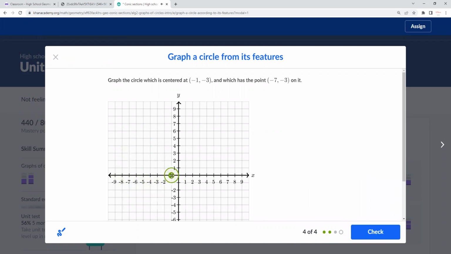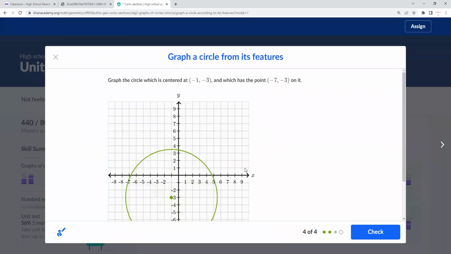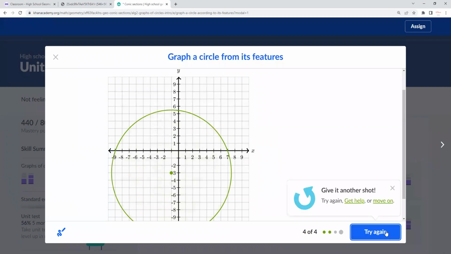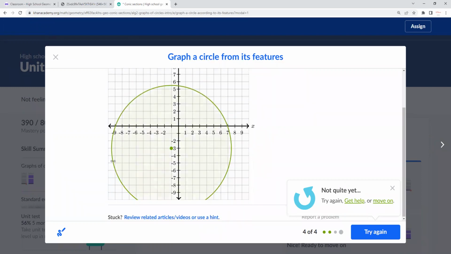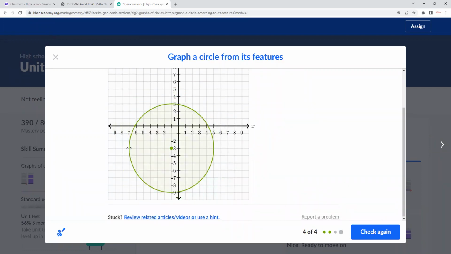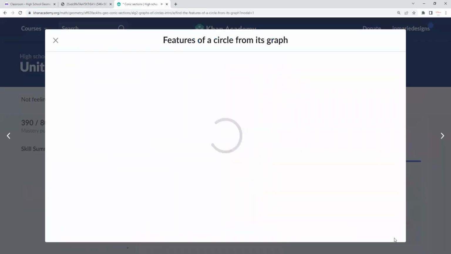The center is at -1, -3. It has the point -7, 3 on it. So you need to make sure -7, 3 hits. So the center is at -1, -3, and -7, 3 is on the circle. See how it hits on the circle there at -7, 3. Oh, it's -7, -3. Why do I keep messing up the coordinates? Okay, there we go. It hits on the point there. And so yeah, you're just practicing graphing circles.